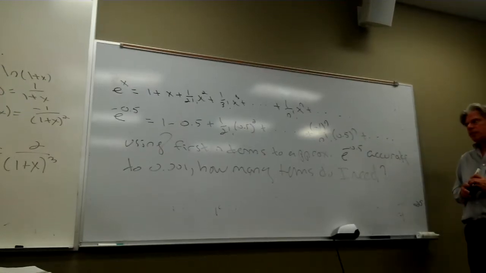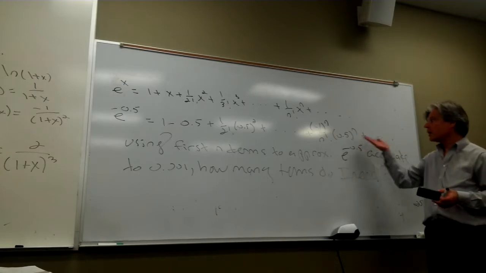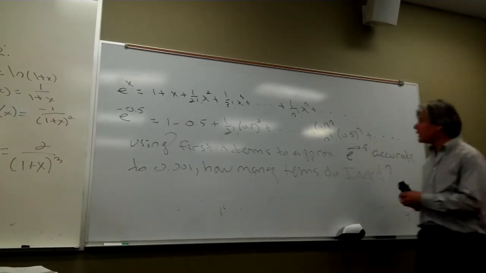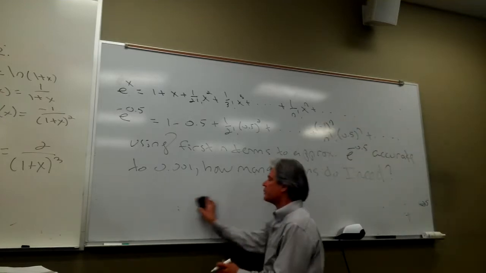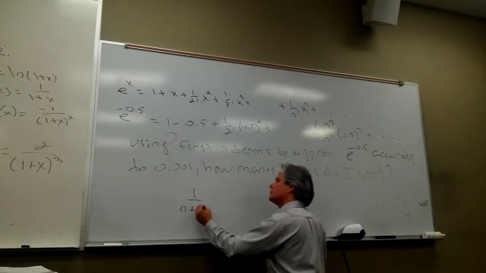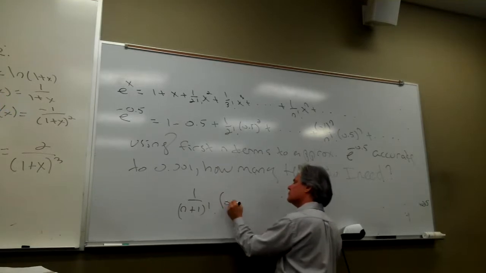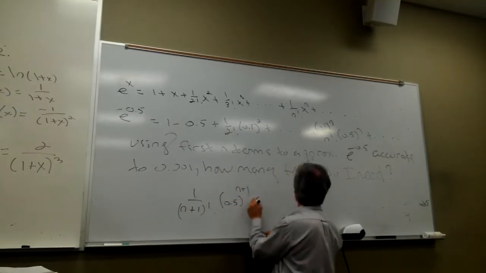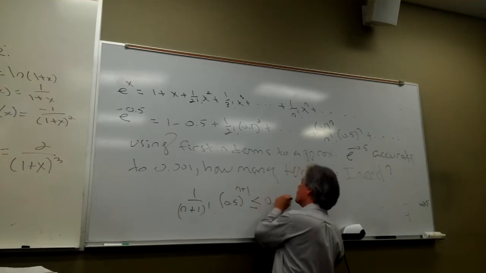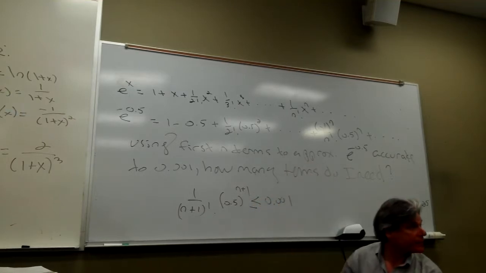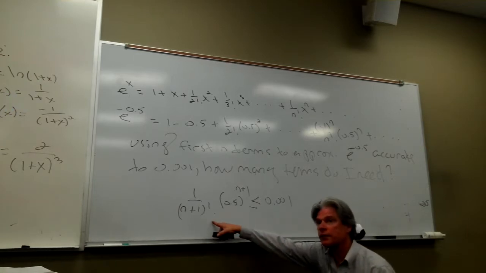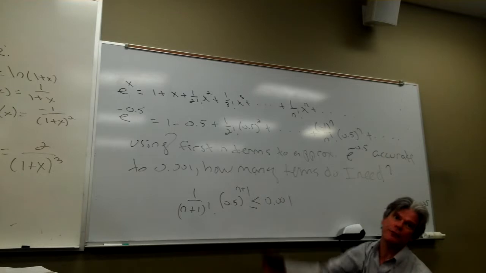Because this is an alternating series, I don't have to be sophisticated. I'm just going to take the first unused term in absolute value and make sure it's no bigger than 0.001. I think the first unused term in absolute value is going to be this one. I will simply set that less than or equal to 0.001, and I'll let my math skills solve the inequality for me. Oh no, look, my math skills fall apart. I can't solve that for n.